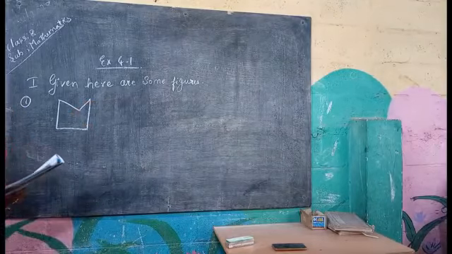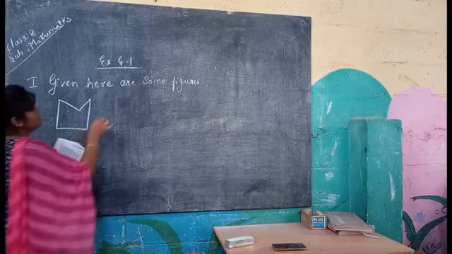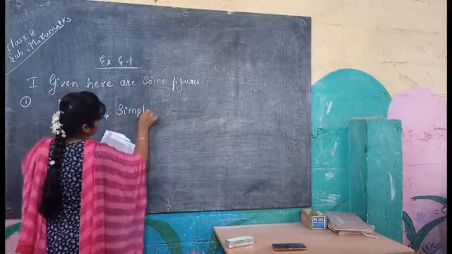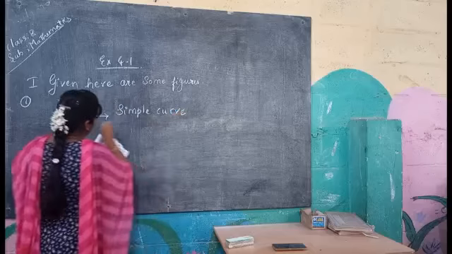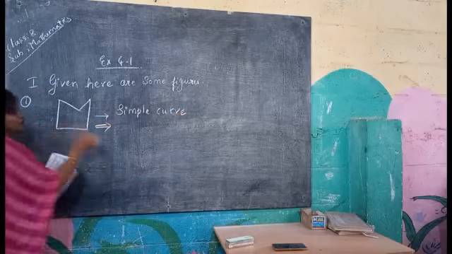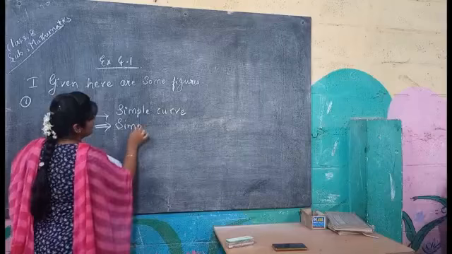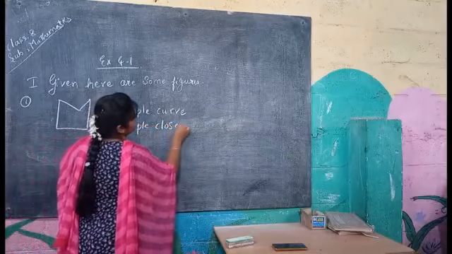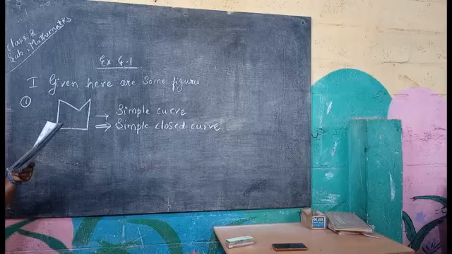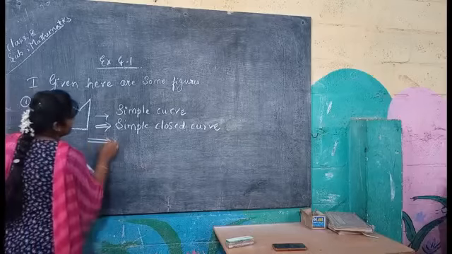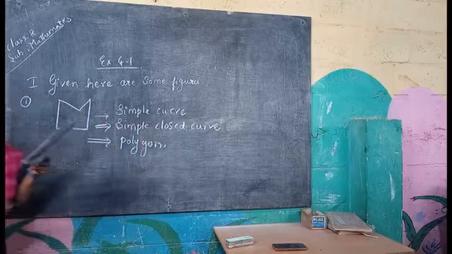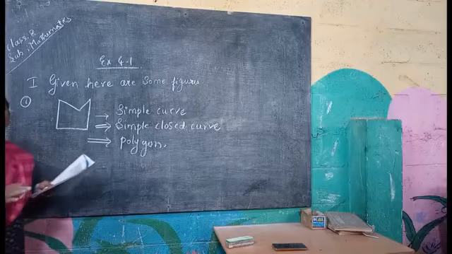It is a simple curve. It is not an open curve. It is a simple curve, and it will also be a simple closed curve. Here it is closed, so simple closed curve. And the next one can also be a polygon, and it will be a concave polygon.